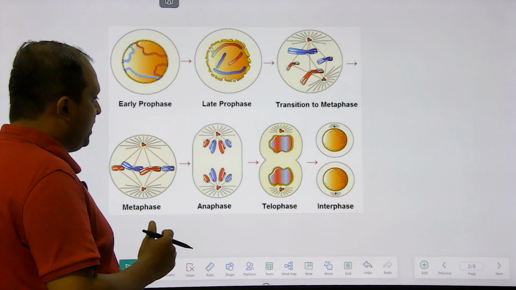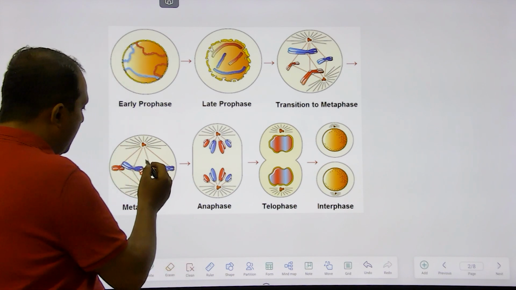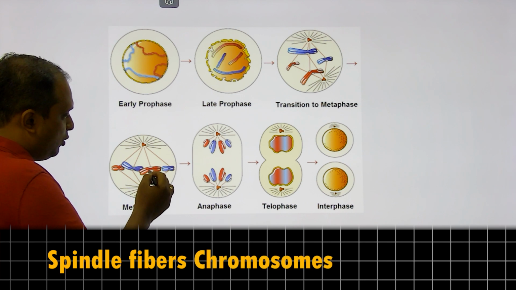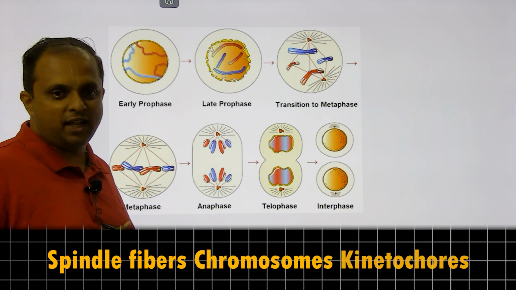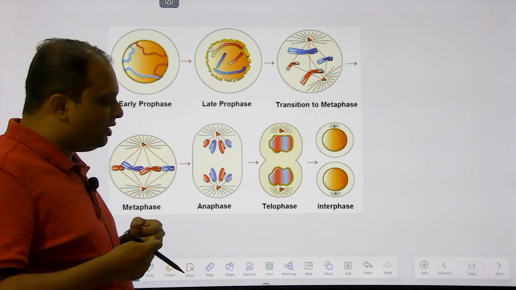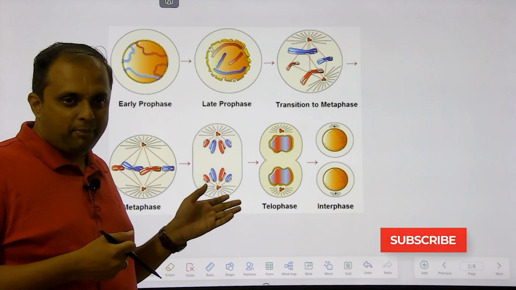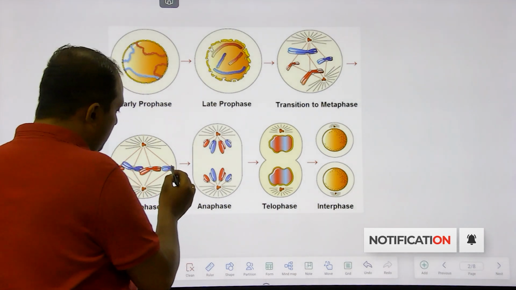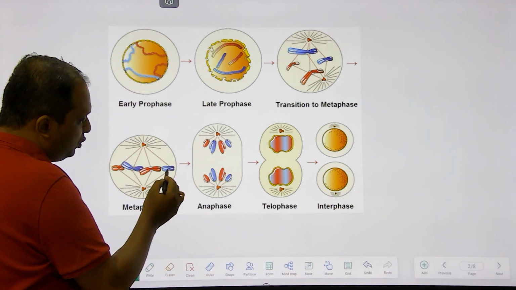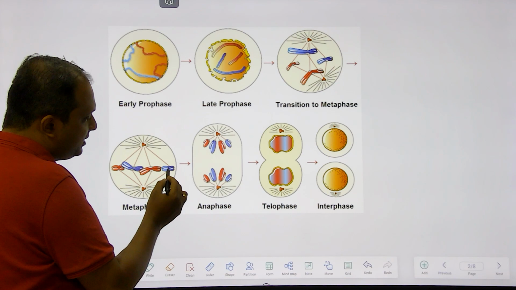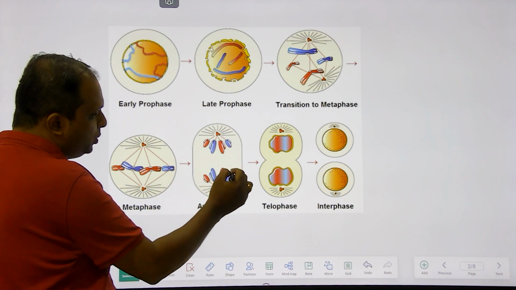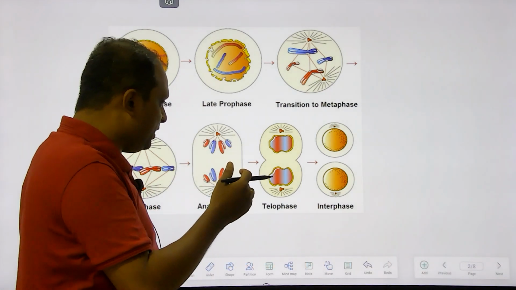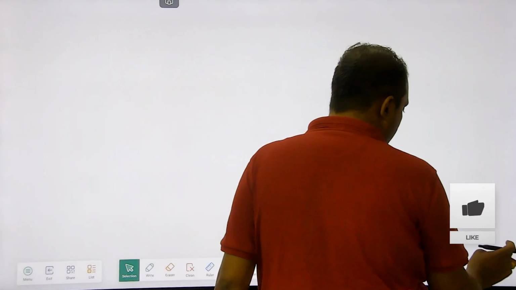So what happens in anaphase? In metaphase, from both the centrioles through the spindle fibers, the chromosomes are attached at the point of kinetochore. Now the spindle fiber will retract. That is what happens in anaphase. You can see this blue chromosome here, which is at the end, is getting split into two. That is, the centromere itself will divide.